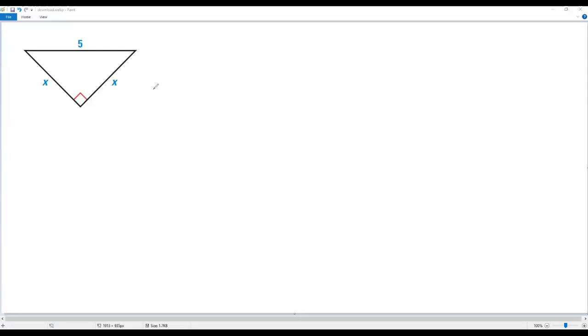Here we have a right triangle. In this right triangle, we have to find the value of X. In this right triangle, this leg and this leg are equal in length, because X represents the length of each of these two legs.